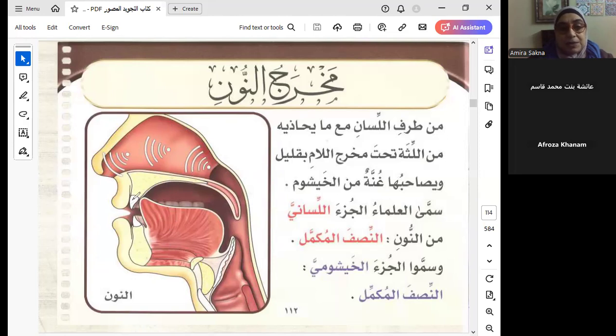Sometimes we apply izhar or clear noon. Sometimes idgham or merging, and it's divided into full merging and not full merging. Sometimes we apply iqlab or flipping, and then oral hiding, and sometimes we apply the hiding for the noon sakin and the tanween.